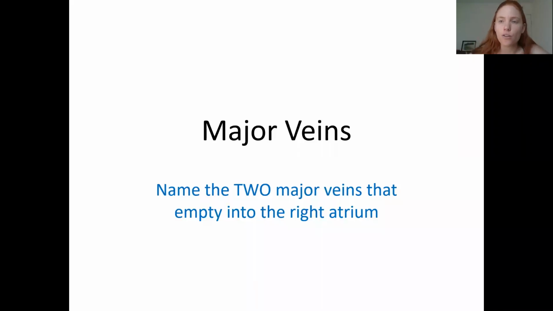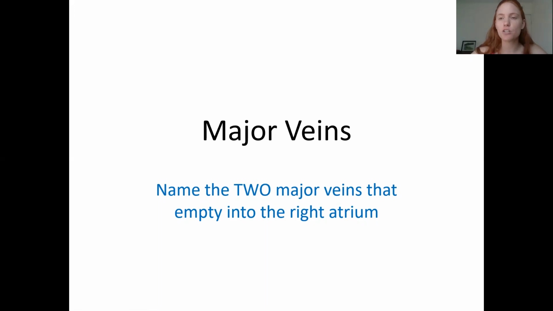So here we are on the third piece of the blood vessel lecture, and we're going into the veins. To get us started, let's do a little bit of review from the heart lectures. What was the name of those two major veins that emptied into the right atrium? Which one brings blood from above the heart into the right atrium? That would be the superior vena cava. And the one bringing blood from below the right atrium would be the inferior vena cava.